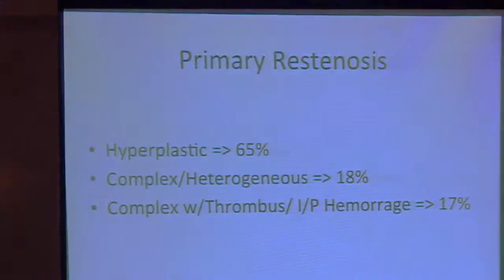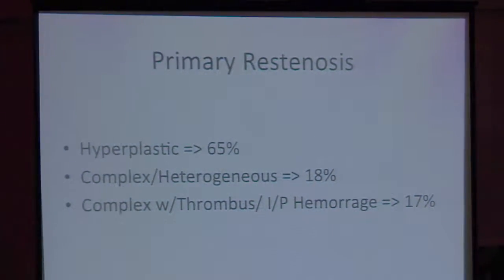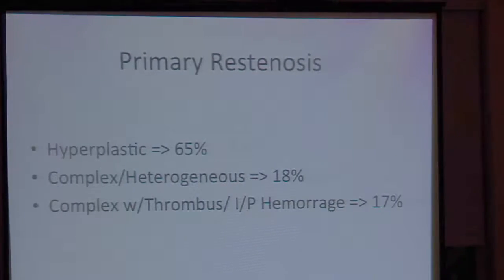When we see primary restenosis, about 65% of them, based on our series, are hyperplastic, which means there's a lot of scar in there. We see about 20% are due to complex or heterogeneous plaque, which is a combination of smooth and not smooth blockages. And then about 20% also have thrombus or hemorrhage inside the plaque, and these are referred to as complex. About 75% of the patients we see with restenosis are asymptomatic.